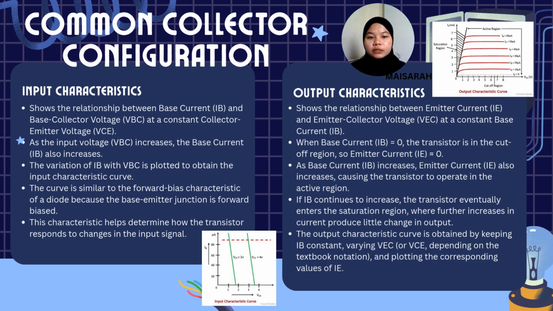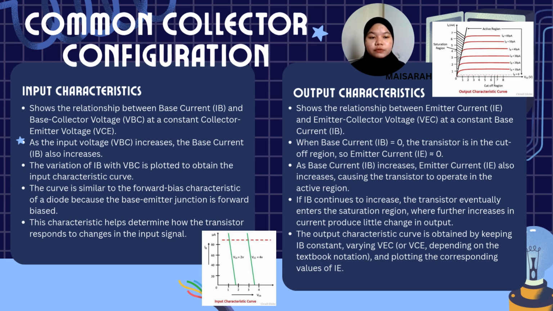The graph on the right shows the output characteristic, which describes the relationship between the emitter current (IE) and the emitter collector voltage, while the base current remains constant. When the base current is zero, the transistor is in the cut-off region, so almost no emitter current flows. As the base current increases, the transistor enters the active region, where it operates as an amplifier.